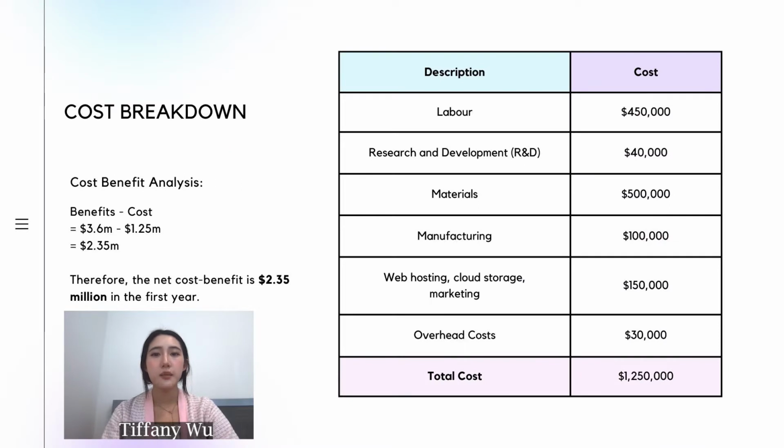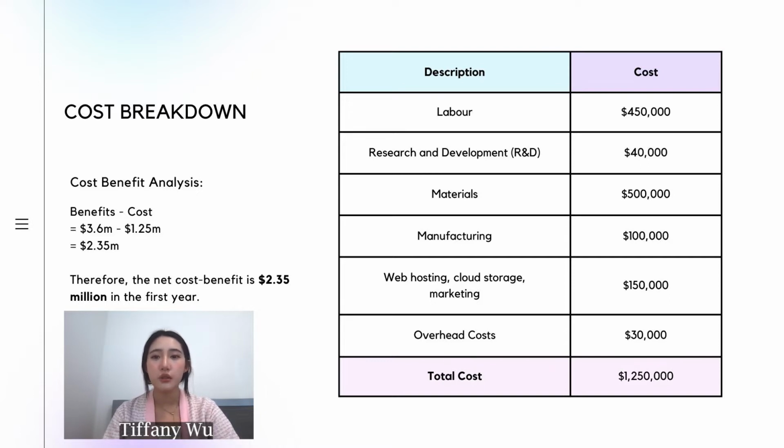For the next part of the presentation, I'll be covering the cost breakdown and conducting a cost-benefit analysis for our smart toilet and its app integration. Firstly, for the labor costs, we'll need a team of 5 developers to code and create the app. We estimate that this project will take 1 year to complete, and each developer gets a salary of $90,000, which is a total of $450,000.